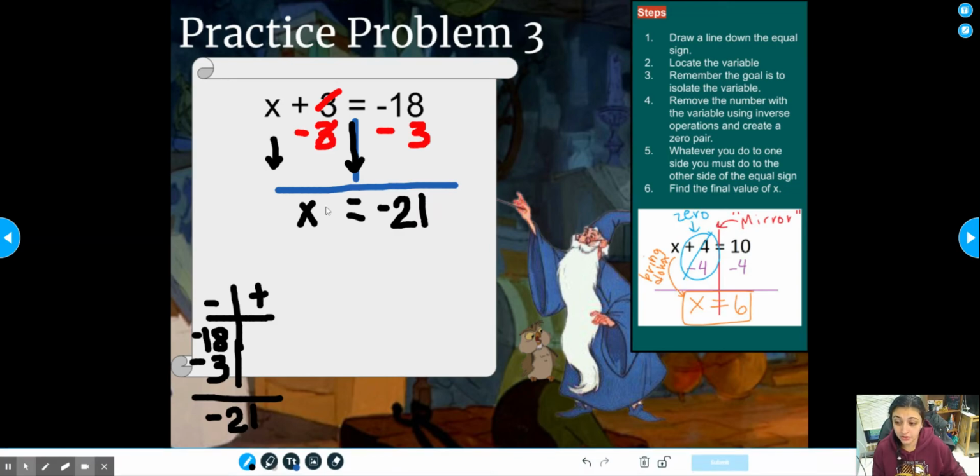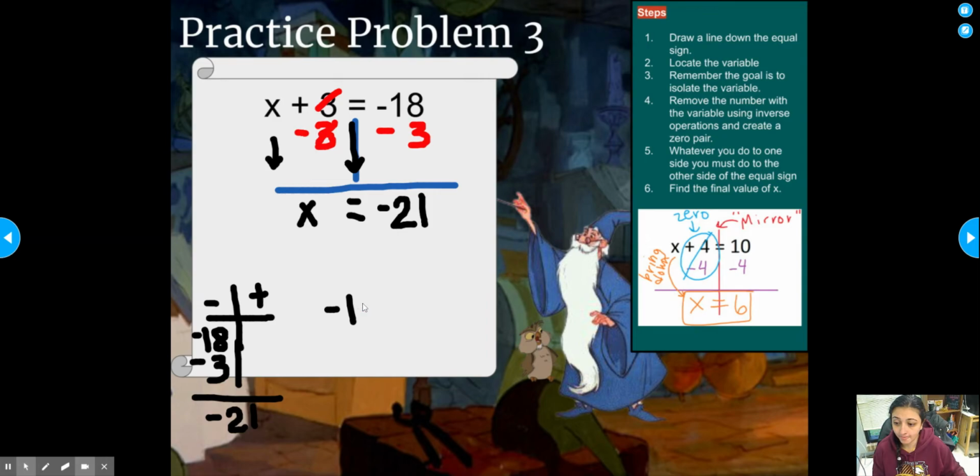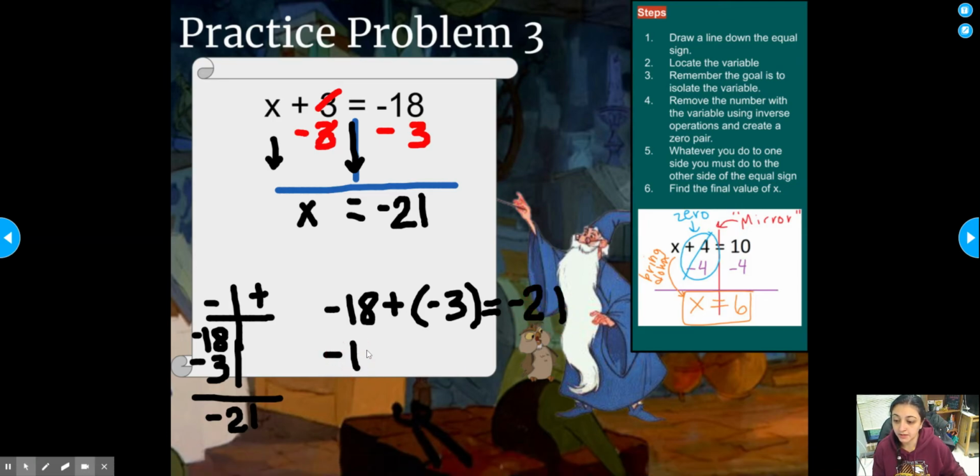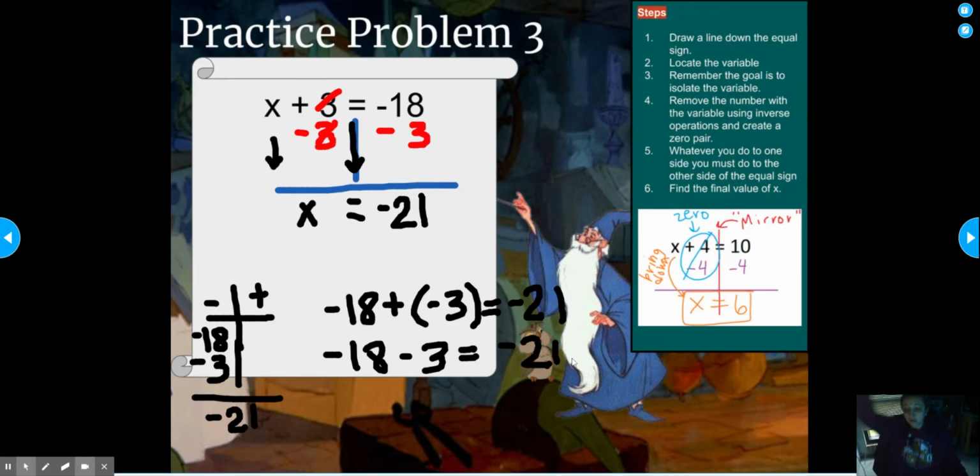If you want to look at this in a different way, negative 18 plus negative 3 is another way that you would look at this, still equaling negative 21. You could also see it this way, negative 18 minus 3. In either case, it will be negative 21.